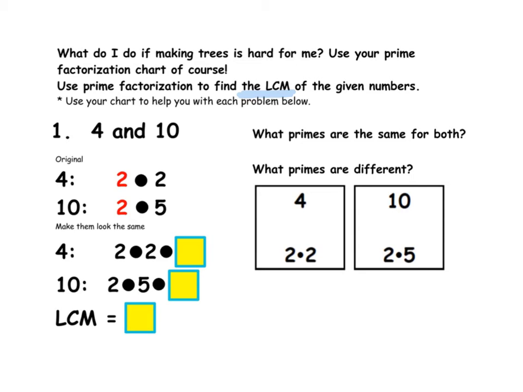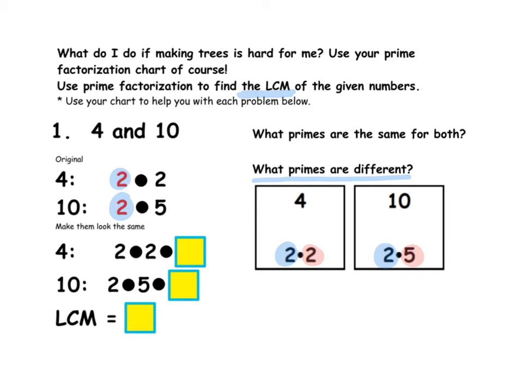Looking at now the numbers 4 and 10 on your chart. 4 is 2 times 2, and 10 is 2 times 5. When I look on my chart, I can see that they both have a 2. That's the GCF, but it's not the LCM. So since they both have a 2 now, to find the LCM, I have to think, what primes are different? Instead of what's just the same, what's different? When I look at the 4, I see that there's an extra 2 there. And when I look at the 10, I can see that the 10 has an extra 5.